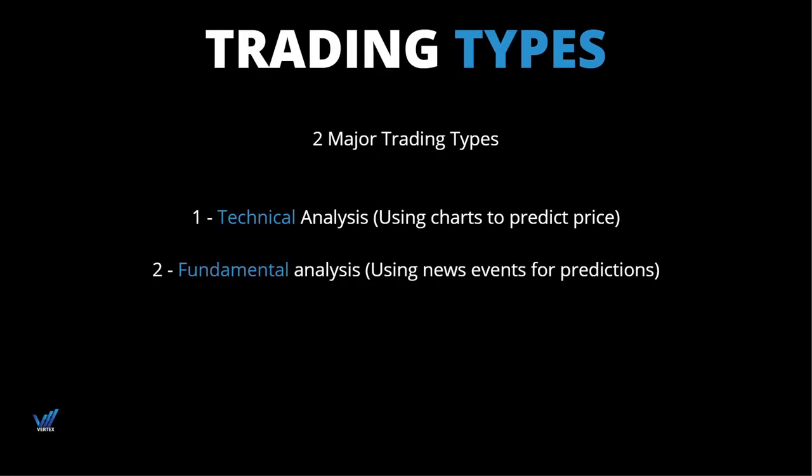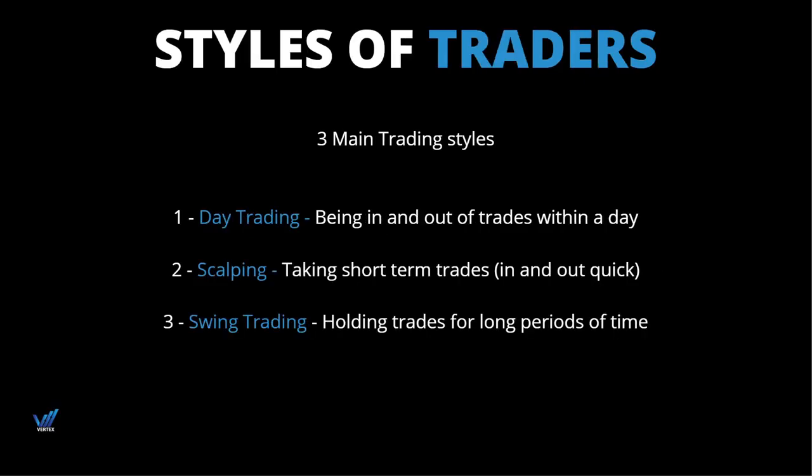Two major trading types. We have technical analysis, which is using charts and anything along those lines, indicators to use and predict price. Fundamental analysis, which is using economic and news events for predictions. These are the two types of traders that we usually have. You may hear mechanical being thrown about, which is more rule-based technical trading. But yeah, styles of traders.